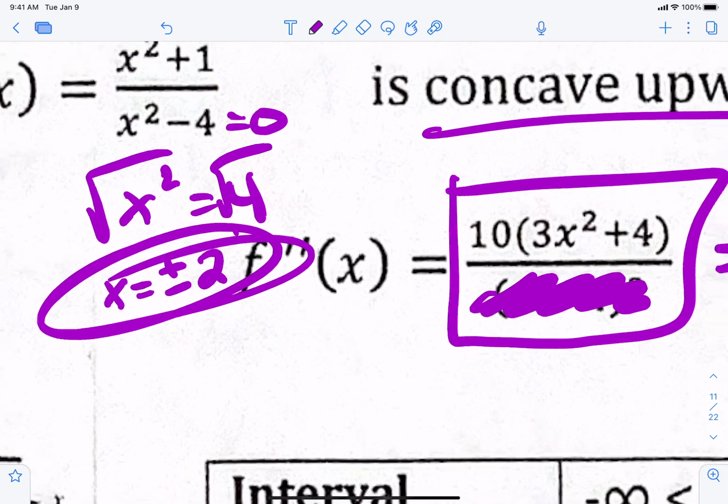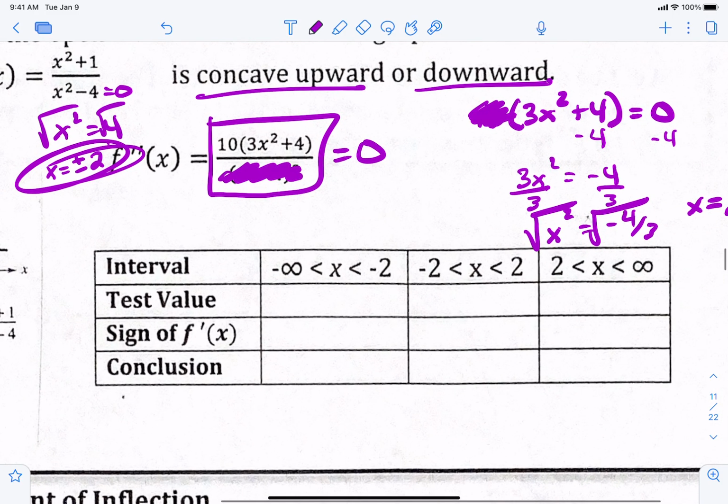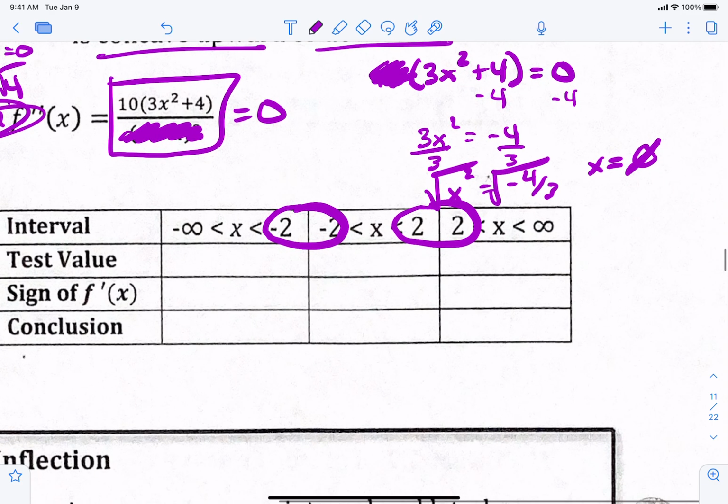If you remember from the video that I recorded the other day when I was gone, plus and minus 2, those are my critical numbers. So to make those test intervals, we go from -∞ to -2, -2 to 2, and 2 to infinity. Because those critical numbers came from vertical asymptotes, you draw a squiggle.